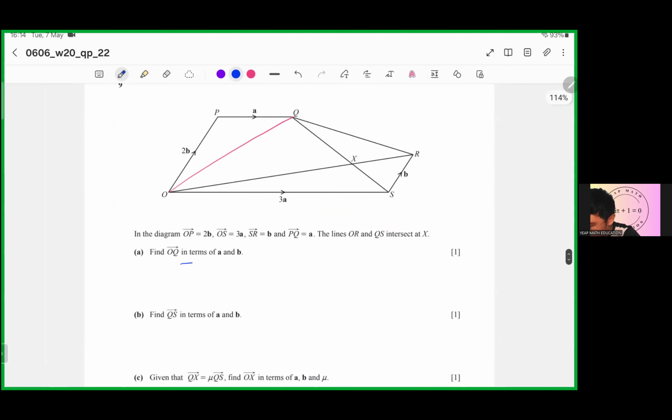Actually, it's very easy. So just write OQ, okay, 2B plus A. And then we find QS in terms of A and B. Okay, so QS is here. Okay, negative A, negative 2B plus 3A. So we will get 3 minus 1, 4A minus 2B.